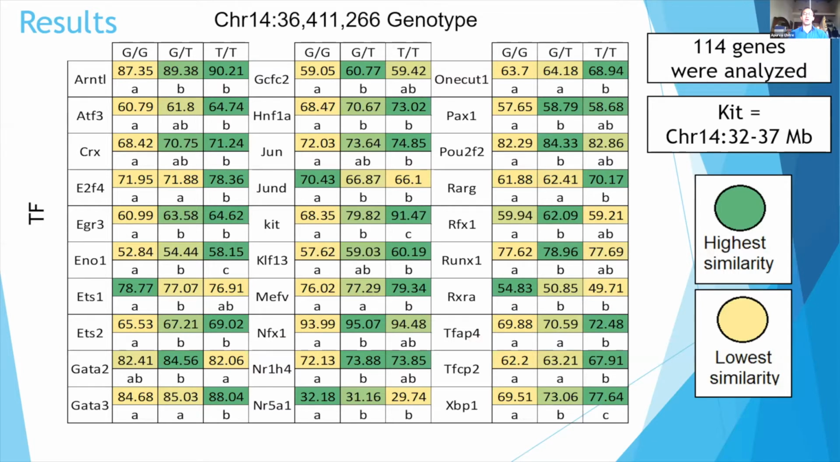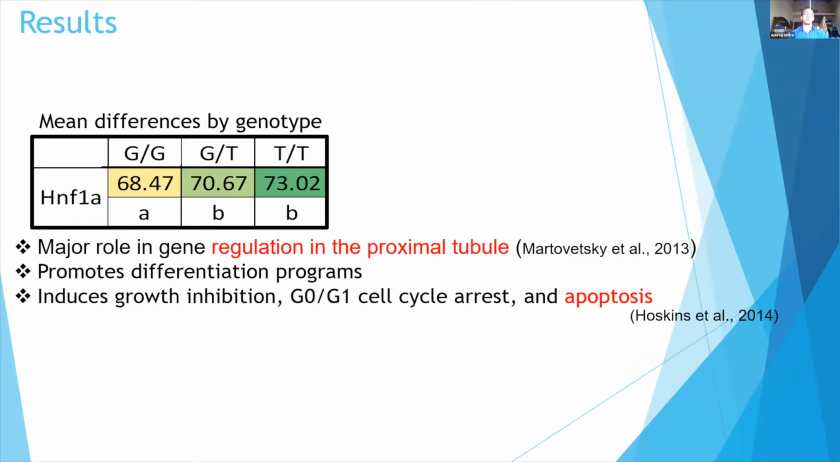A number of transcription factors were identified as significantly different when you group the individuals based on the genotype for the most significant marker. They have been color-coded. The green represents the highest similarity with the HSRA, and the yellow the lowest similarity. If we take a look, for example, at this transcription factor, the HNF1A, individuals that are grouped as TT for the most significant marker are highly similar to the HSRA strain, meaning that this transcription factor had been selected for in those specific individuals.